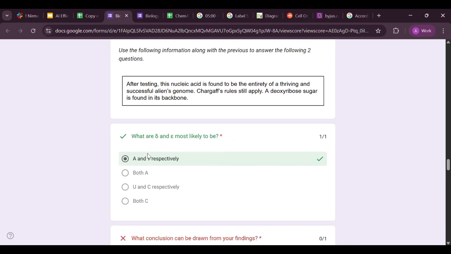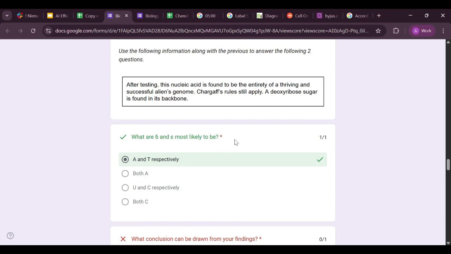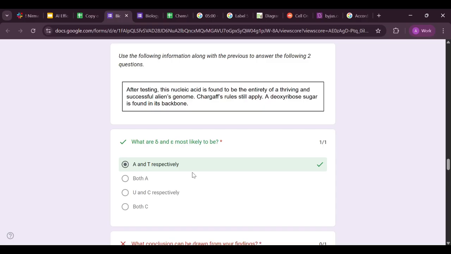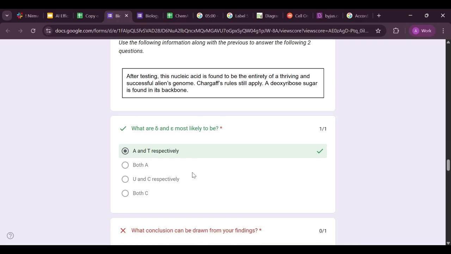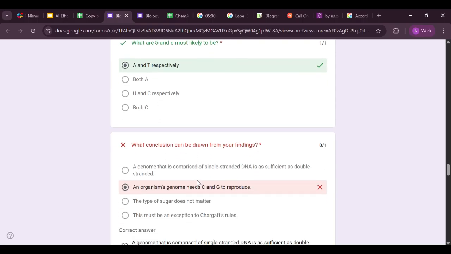What are delta and epsilon most likely to be? As it is DNA, they will be A and T respectively. It may be G and C also, but no option is given based on that. So it is correct, A and T respectively.